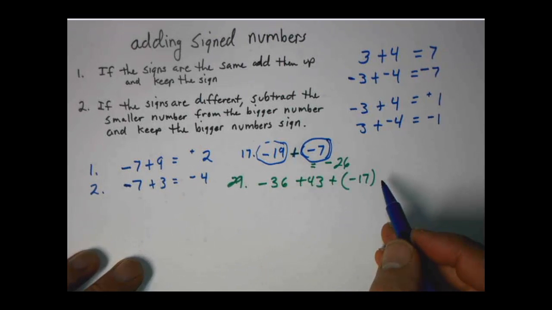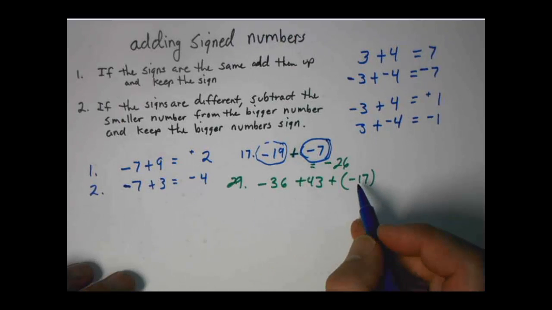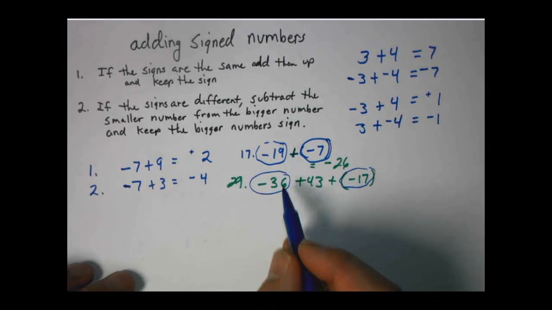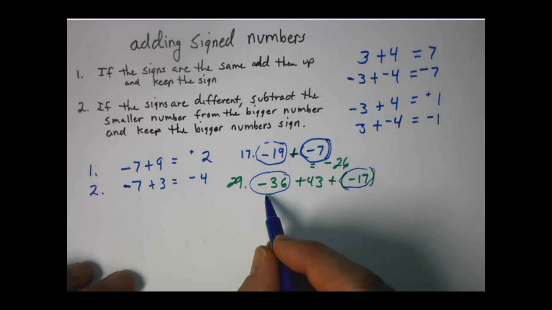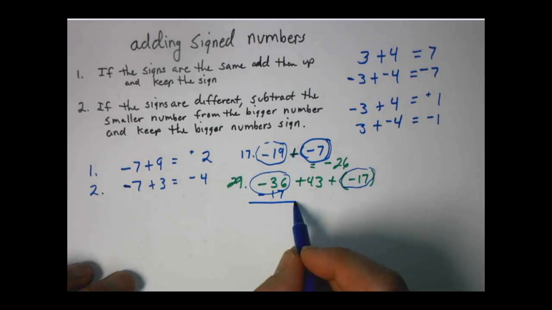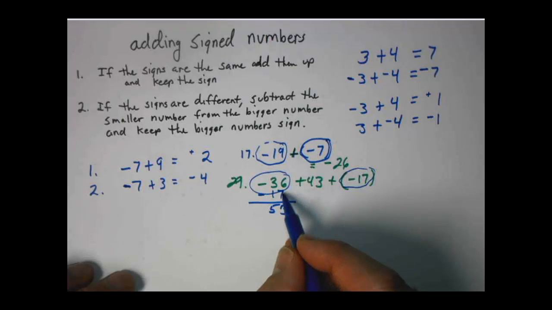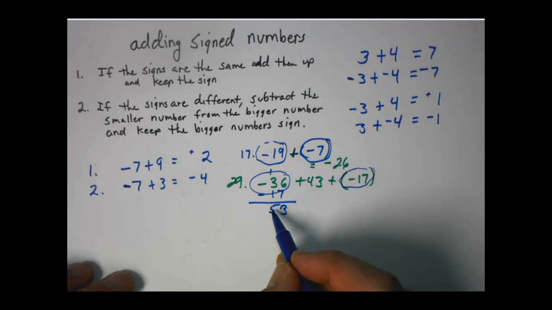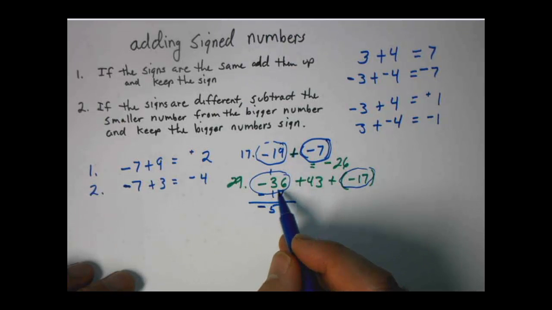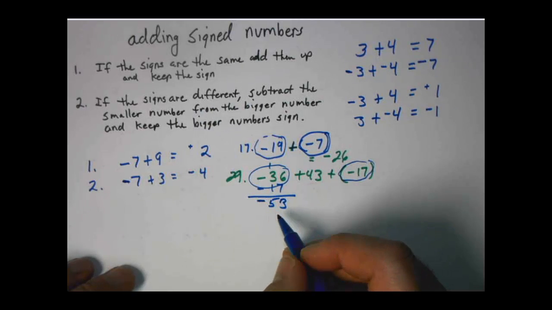We can work straight across, or we can group the things that are the same. So I like to group the things that are the same. So here I owe 17 and I owe 36, or I have a negative 36 and a negative 17. So I'm going to add those up because my rule is if the signs are the same, I add them up. So I have 53 at that point because 6 and 7 is 13, carry the 1, total of 5, and it's both minus because I have a negative 36 and negative 17. My signs are the same, I add them up and I keep the sign.